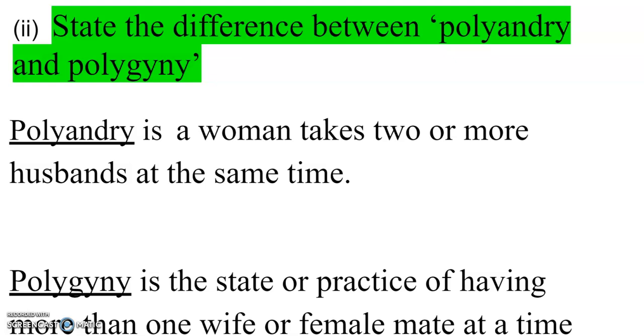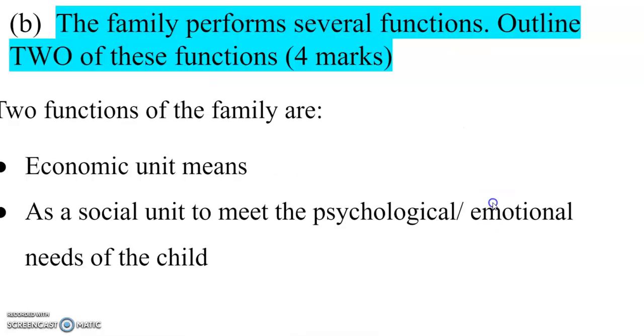Question 2. State the difference between polyandry and polygyny. Again, we find the verb in this question, which is state, and this is valued 2 marks. So we are just going to write our answers in complete sentences. Polyandry is a woman taking 2 or more husbands at the same time. Polygyny is the state or practice of a man having more than one wife or female at the same time.